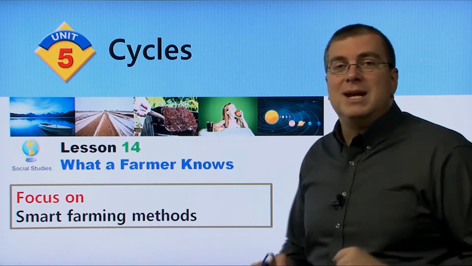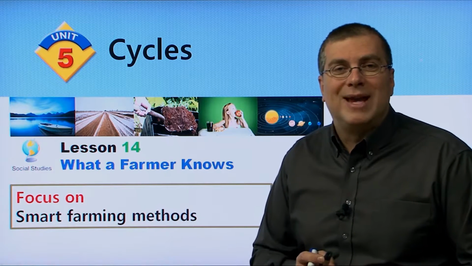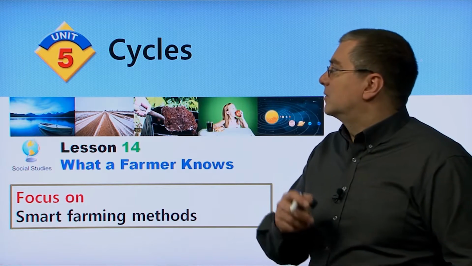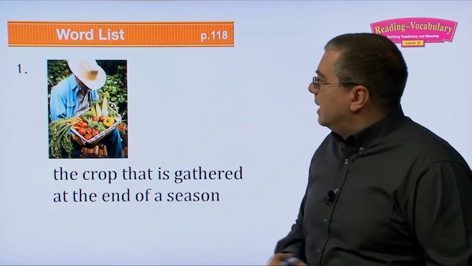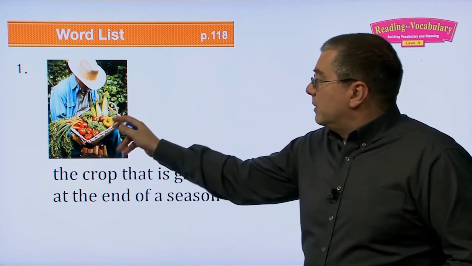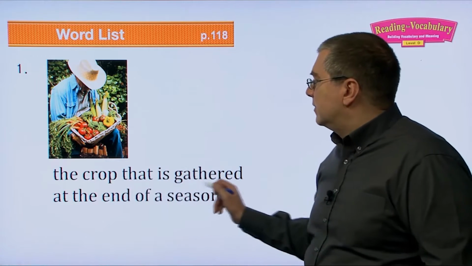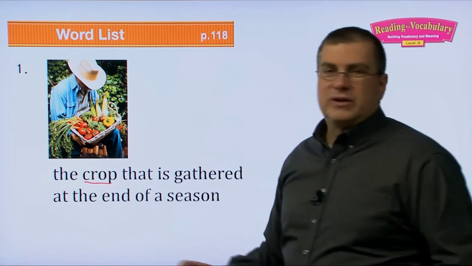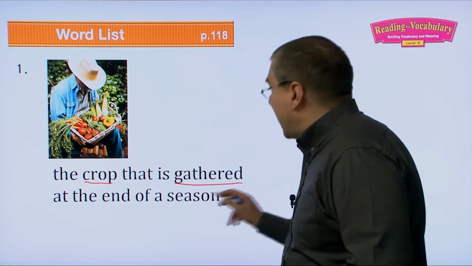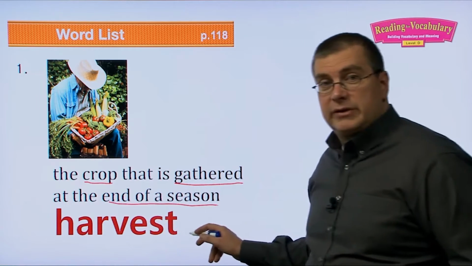But again, before we do the reading section, we need to go over a vocabulary list to make sure we understand the reading section well. Let's go. So the first one, number one, and of course we can see a farmer here with some of his products, right? Now, when we talk about the farmer's products, we say the crop that is gathered at the end of a season. The crop. Crop, of course, means the type of food that the farmer's growing. When they gather at the end of a season, we call it the harvest, right?